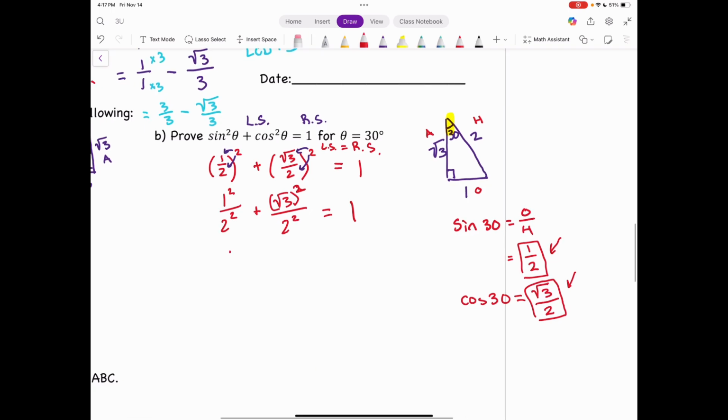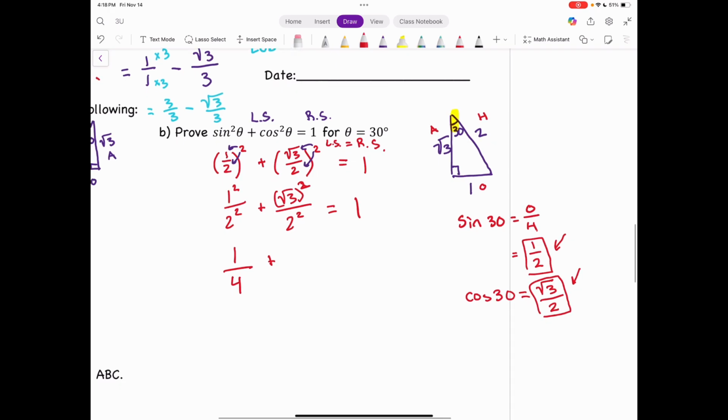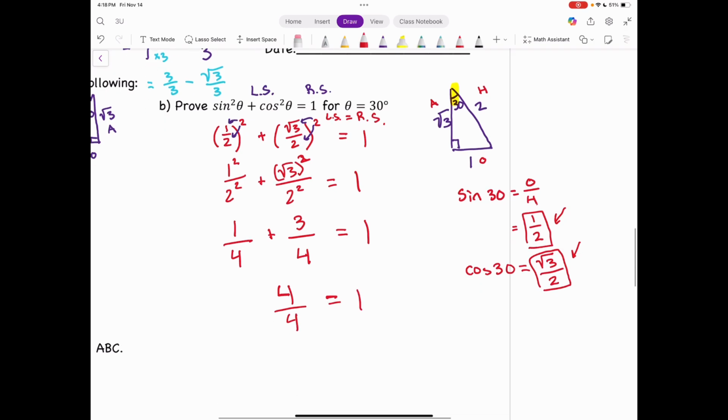1 squared is 1. 2 squared is 4. Now I have the square root of 3 squared. When I square a square root, it cancels out that square root. Okay, so I'm just going to end up with 3 here. And then 2 squared is 4. And now we just have to add the fractions. Because they already have the same denominator, we're all good to go, and we just add the numerators. So 1 plus 3 is 4. That's over 4. And we know that 4 divided by 4 is 1. Okay, so we successfully proved that left side equals right side.